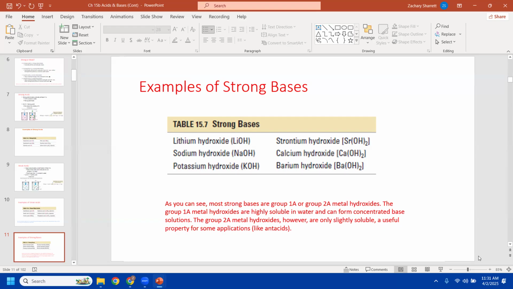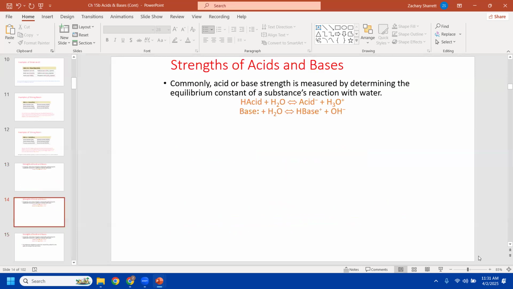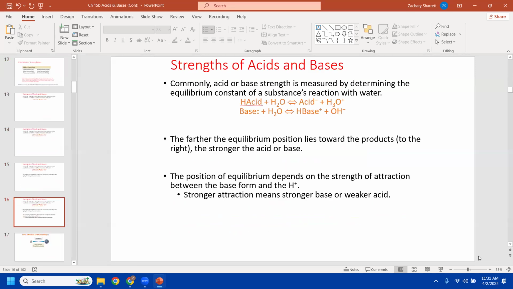You don't want to just drink a big old bunch of sodium hydroxide, because then it will not only neutralize all the acid in your esophagus, but it will also tear up your stomach. If you were to take a pill that has calcium hydroxide or barium hydroxide, it will only become in solution enough to neutralize the acid that it needs to react with, and then it will just stay as a solid and you'll pass it through your body. So that's why those are nice, okay? We'll get into bases later, but generally if a base is not on the strong list, it's usually a weak base. So let's look at the equilibriums from these.